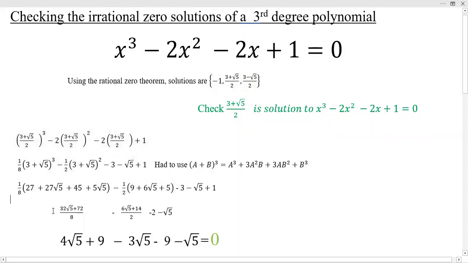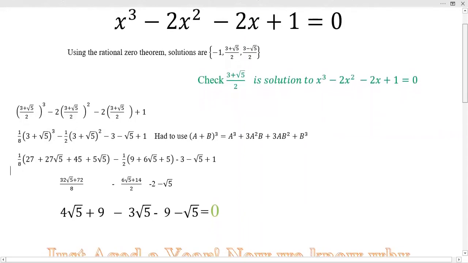I skipped steps, and this took me around 10 or 15 minutes, maybe closer to 20 minutes to get this done. But again, you may want to double check my steps here, but it did work out to 0. And the last step was pretty easy here. 4√5 minus 3√5 minus, these two terms right here combined to give you -4√5. These two terms right here. And of course, that offsets the positive 4√5, and of course, the 9's offset.